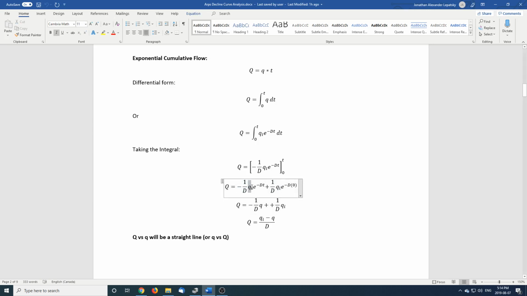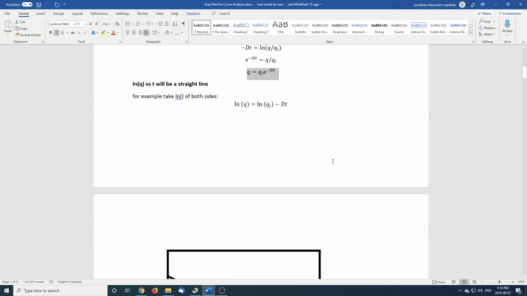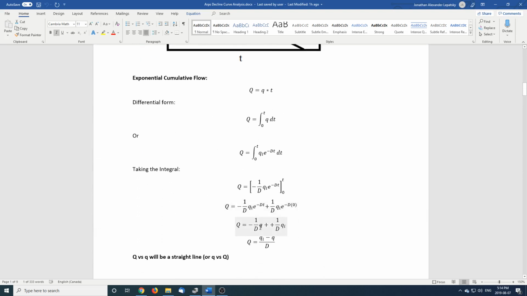And this, if you look carefully, this q_i e to the minus dt, is equal to q as we have defined it up here. So we just substitute that back in, and we get the equation looking like this. We can simplify once more by combining the common denominator just to make it look neater. And now you have a relationship for exponential cumulative flow.